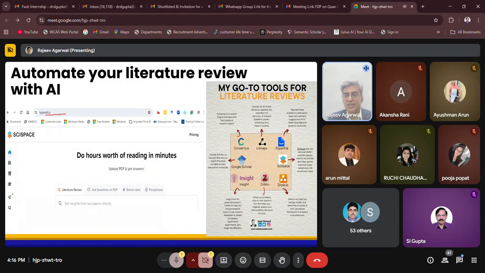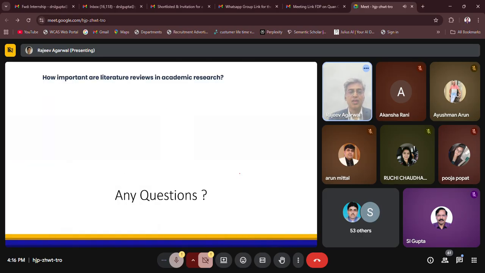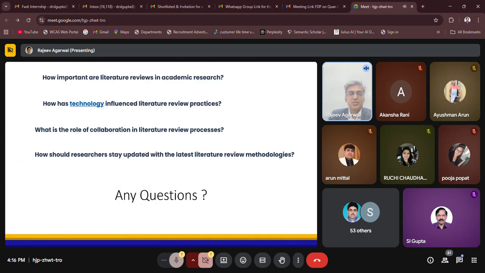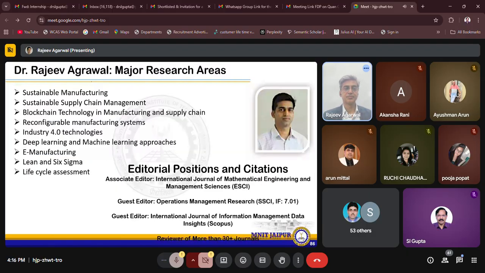Another, these are the various tools. Zotero is one. So I have just started with this research: how important is literature review in academic research? How has technology influenced literature review practices? What is the role, and how should researchers stay updated? And this is my research area: sustainable manufacturing, blockchain technology, reconfigurable manufacturing, Industry 4.0, deep learning, and e-manufacturing, and associate editor, guest editor, and these other roles.